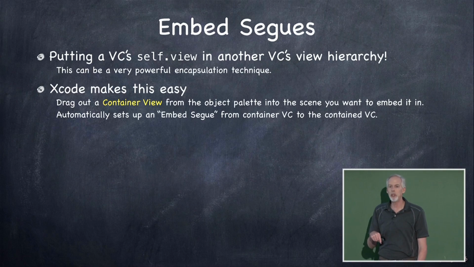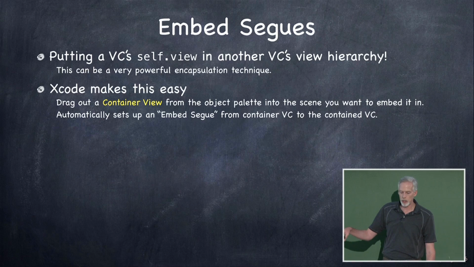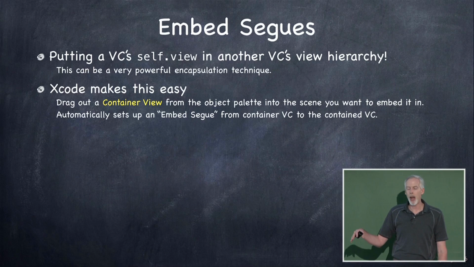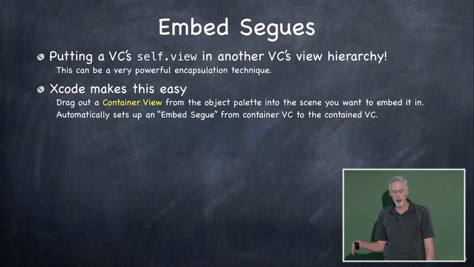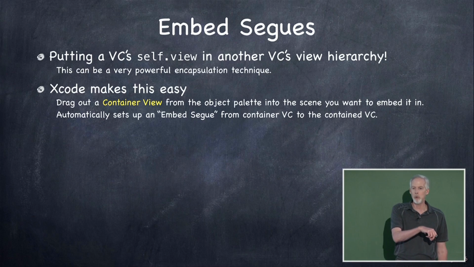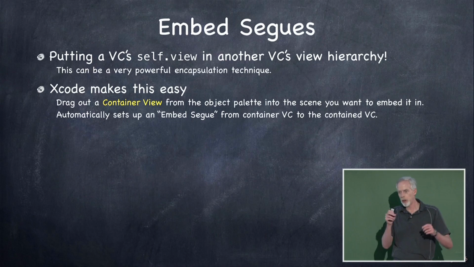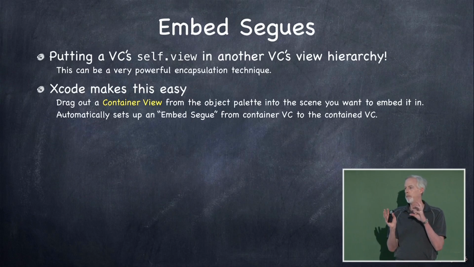Xcode makes it really easy to do this. Just go down to the object palette where you get your buttons and stuff, look for Container View, and drag that into the place where you want this thing to be embedded. It'll look just like a view. You can do auto layout constraints on it. You can put it as a subview of anything else you want. It's just a view.